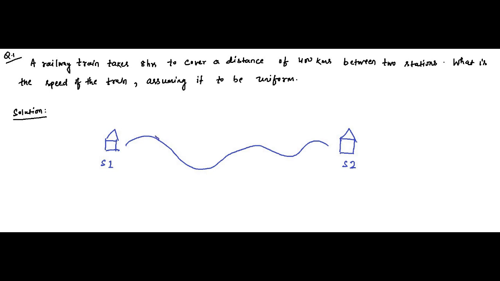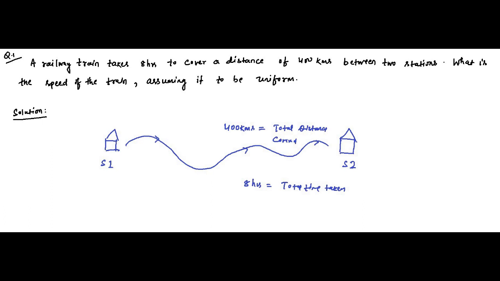Total distance is how much? 400 kilometers. That is the total distance covered. Total time taken is 8 hours. That is the total time taken.